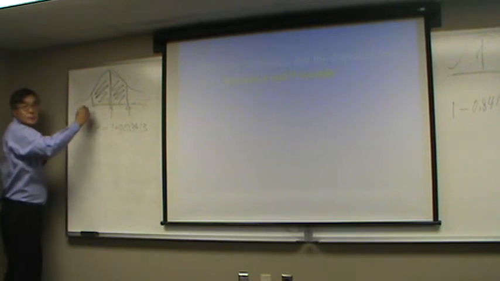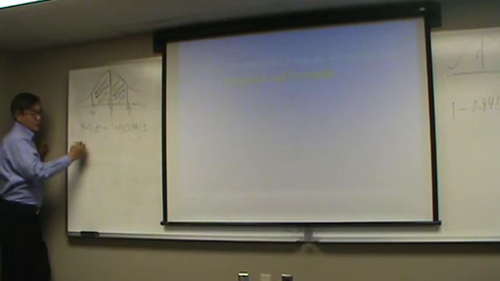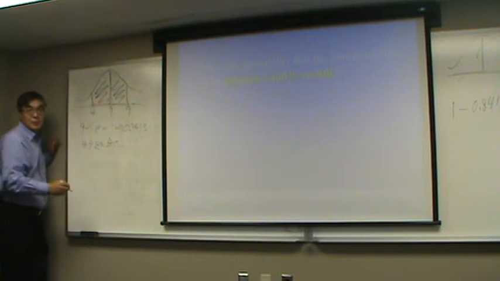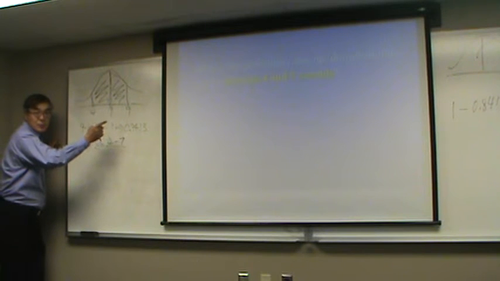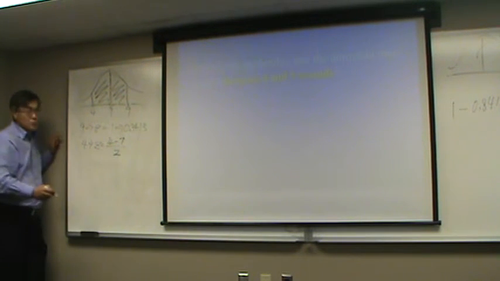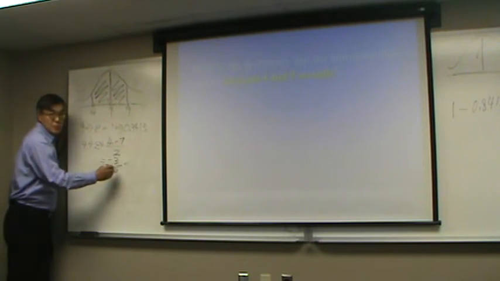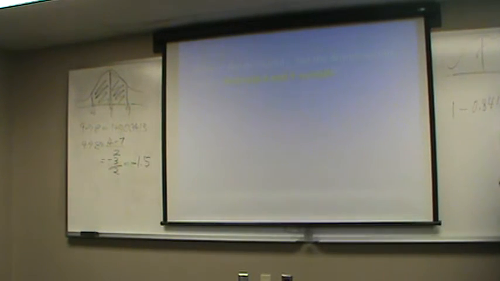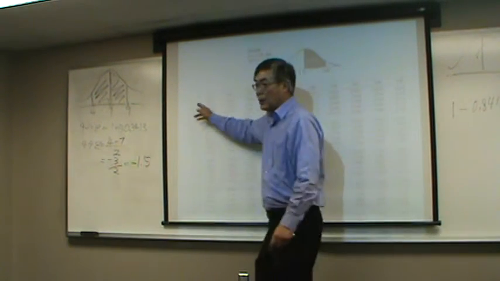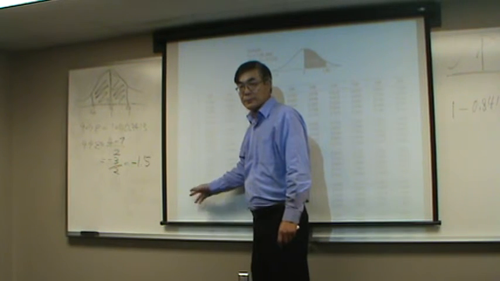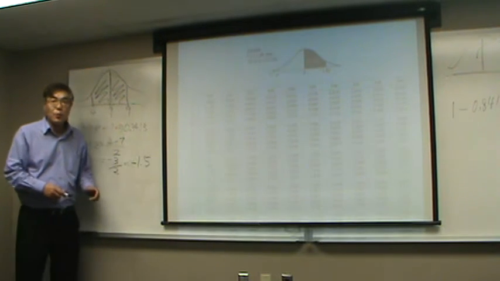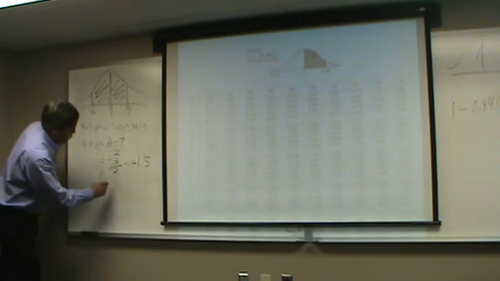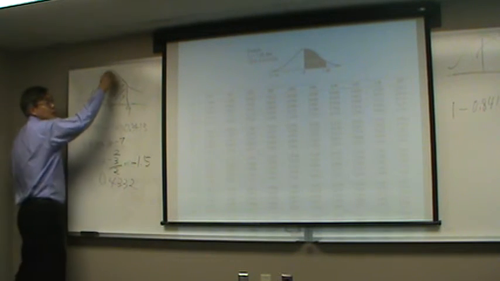Now we need this much. If x is 4, then z equals x minus mean, 4 minus 7, divided by standard deviation 2. That is negative 3 over 2, which equals negative 1.5. Our table has no negative, so in that case, just find the absolute value 1.5, which is 0.4332.